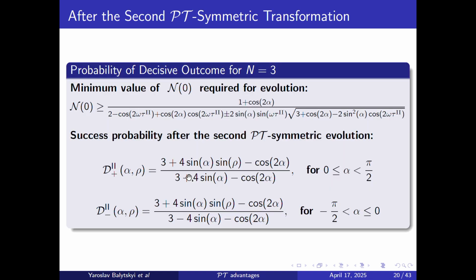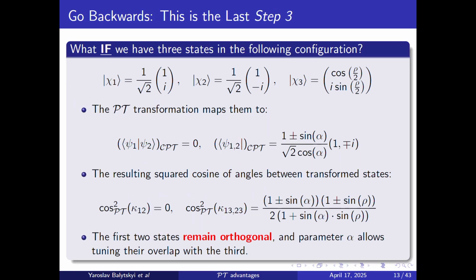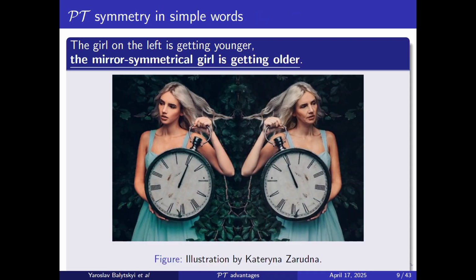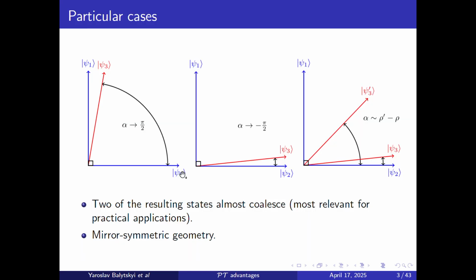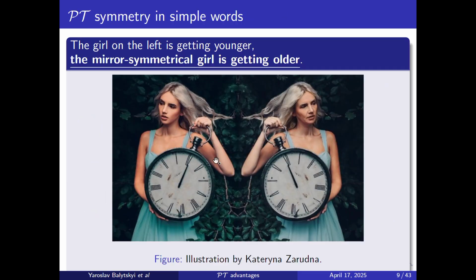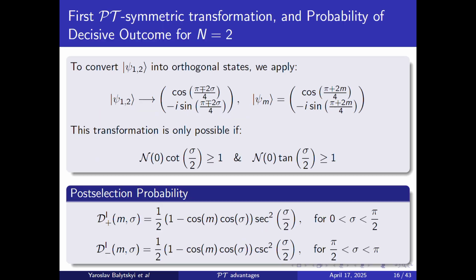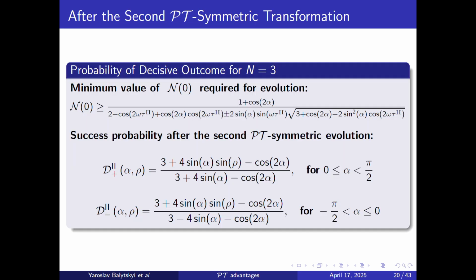Then after you apply the second PT-symmetric transformation, so essentially this step, right? This step corresponds to this transformation, and then you get these results. So the minimum value that is required for performing such an evolution is given here, and the success probability after the second PT-symmetric transformation is given by these two formulas depending on the value of alpha.